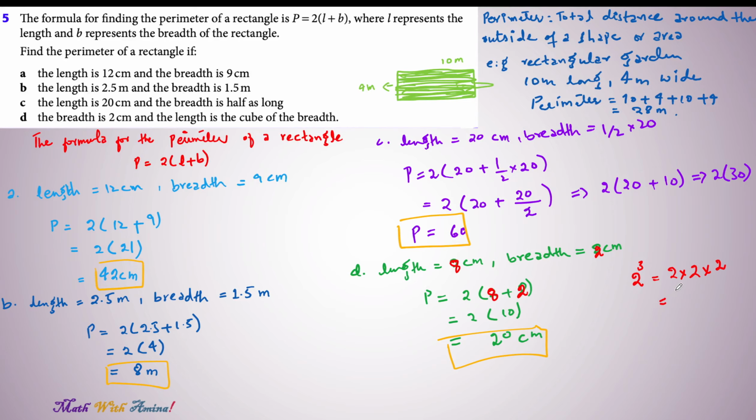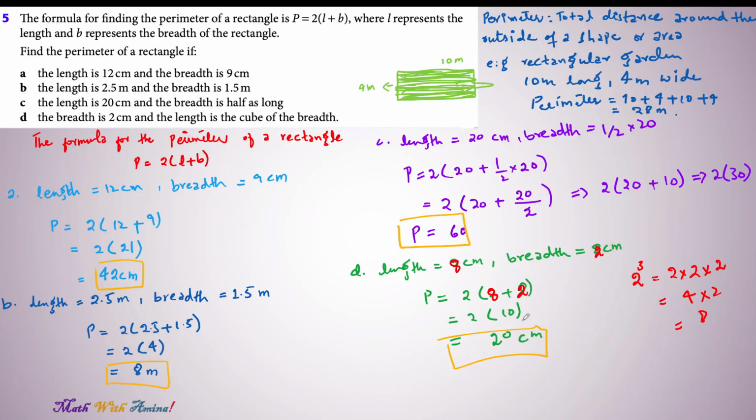So 2 multiplied by 2 is equal to 4. 4 multiplied by 2 is equal to 8. So this 8, now we plug it in here as the value of the length, and breadth being given as 2 centimeter, we'll plug it in. So 8 plus 2 is equal to 10. Then we do the multiplication. 2 multiplied by 10 is equal to 20. So the perimeter is 20 centimeter.